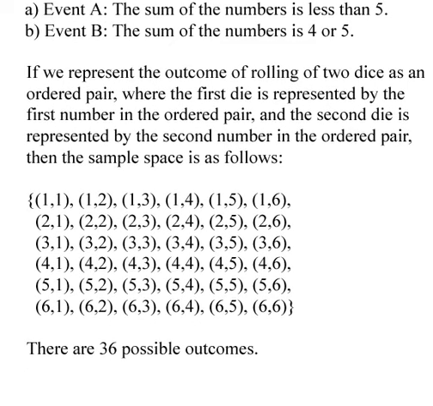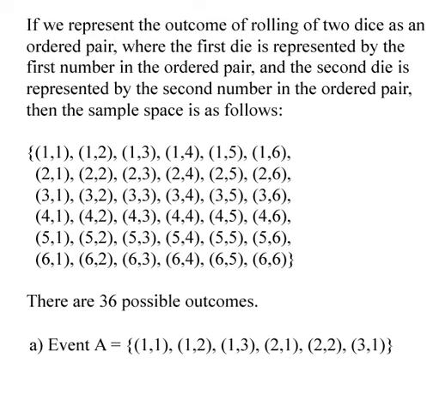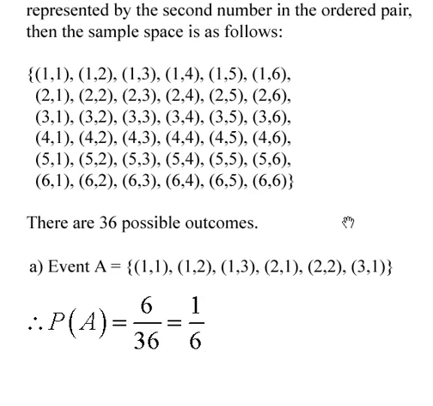And so when we look at the sum of the numbers is less than 5, here's event A. You can get a 1 with a 1, 1 with a 2, 1 with a 3, 2 with a 1, 2 with a 2, 3 with a 1. Those are less than 5. And so there are 1, 2, 3, 4, 5, 6 of those possibilities. So in our previous lesson, our favorable outcomes over our possible outcomes, 6 out of 36, or 1/6.